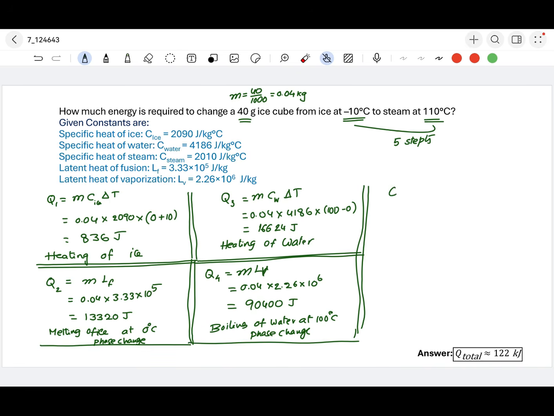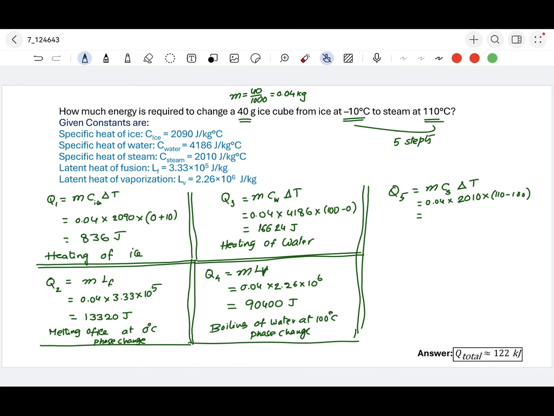The last step. What is the last step? That is we are heating the gas, the steam. Whatever we do, it will increase the temperature. So MC delta T, where C is the specific heat of the steam, 2010, multiplied with the final temperature we need. Now it is at 100 to 110, so only 10 degree. 110 is the final temperature from 100. So altogether only 10.